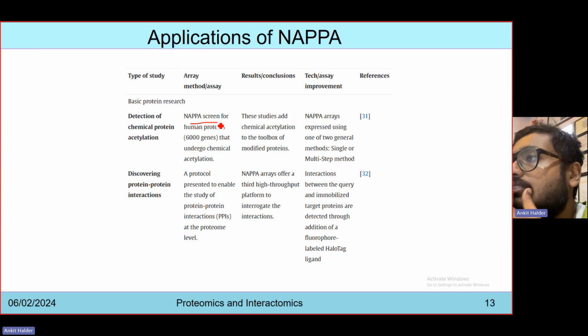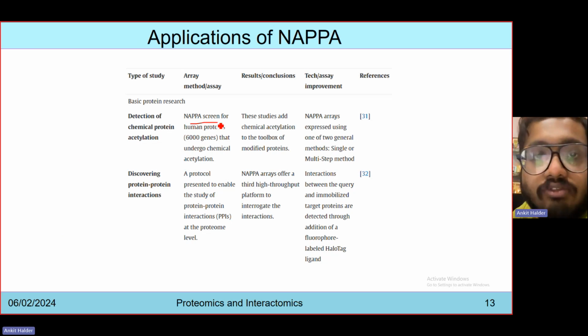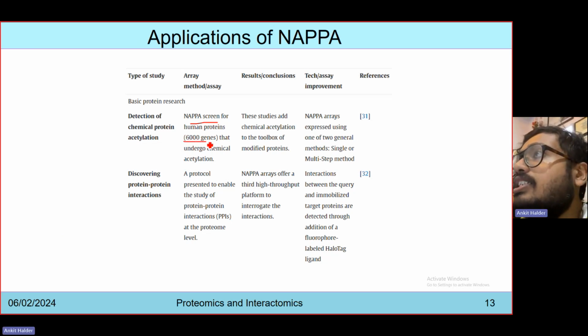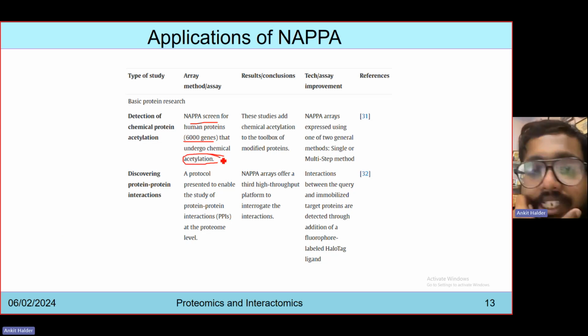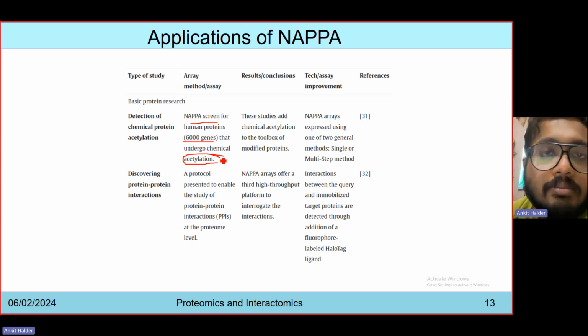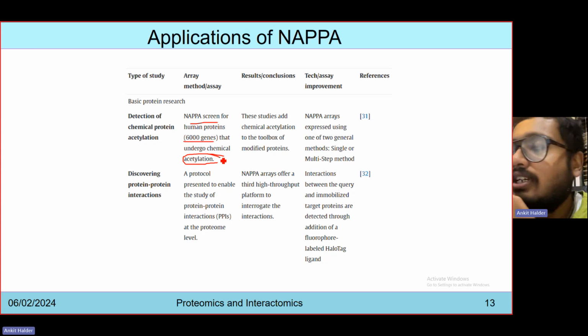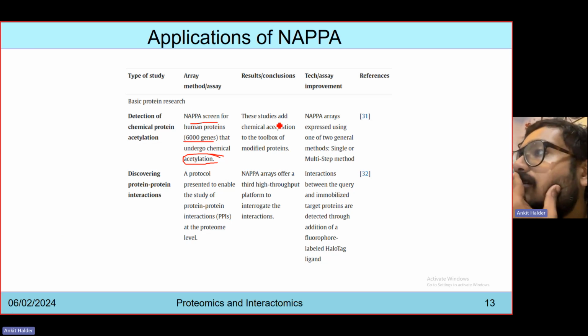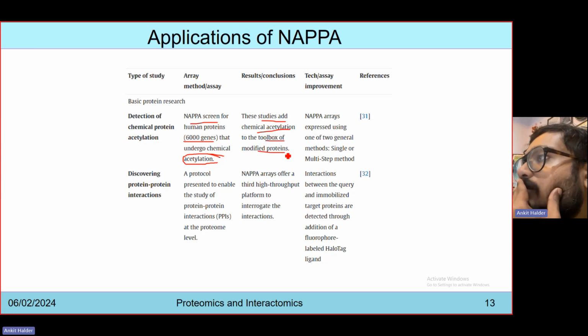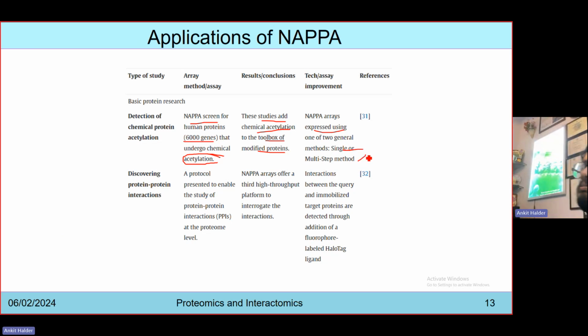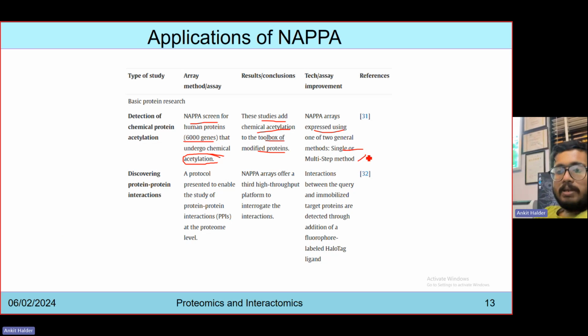So for example, in the detection of chemical protein acetylation with NAPA, it has been reported that NAPA was used to screen human proteins, the 6,000 genes, that undergo chemical acetylation. So this is one of the PTMs, or post-translational modifications, that can also be studied using NAPA. These studies add chemical acetylation to the toolbox of modified proteins, through one or two general methods, that is single or multi-step methods. So you can study PTMs like acetylation using NAPA arrays.